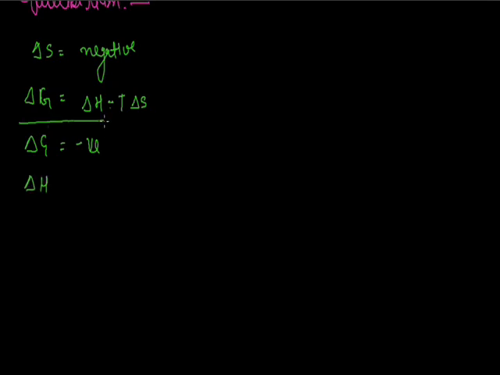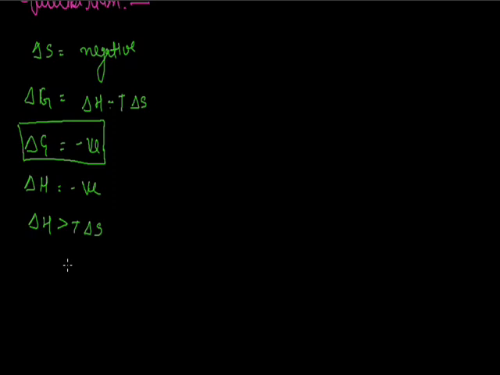First condition is delta S is equal to negative. It is only possible when delta H is negative, and in that condition delta H is greater than T delta S in magnitude. This is true in the beginning.